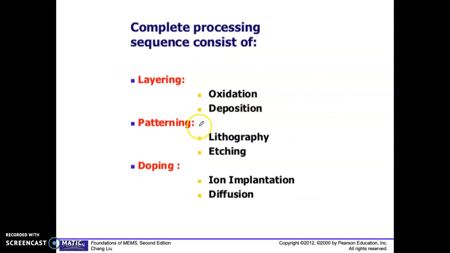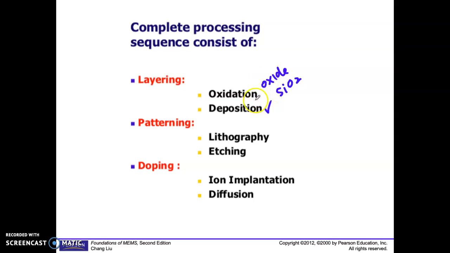Let's see what the steps of microfabrication are. The first one is what we call layering. Layering means we add another material on top of your device. This is what we call deposition. Another one is oxidation, which means you are going to add an oxide layer or SiO2.